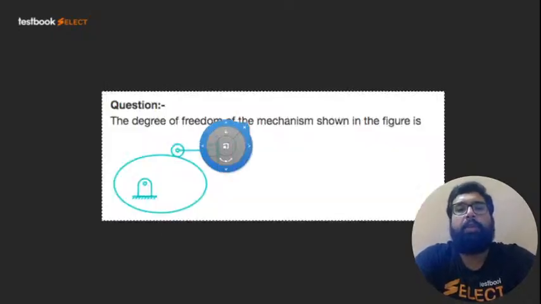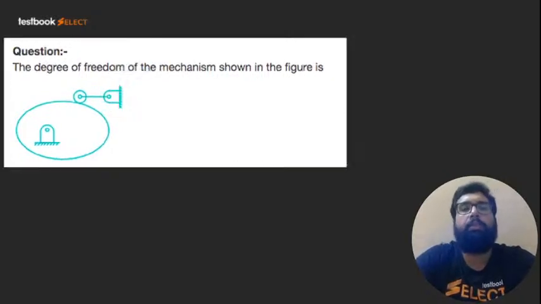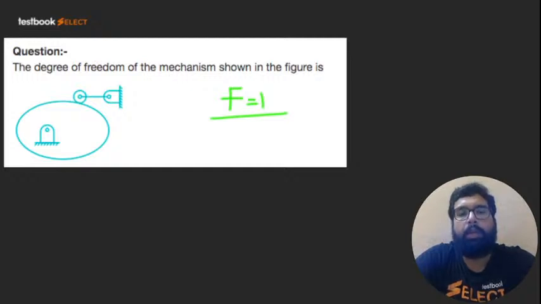Now, if I ask you this question: the degree of freedom of the mechanism shown in the figure. Sir, it is in a way a cam and follower mechanism only. Now, you have seen this, so please try to solve it. As I said, this is a cam and follower mechanism, so the degree of freedom will come out to be 1. But even in the examination, if you are not able to identify whether this is a cam and follower, you can still do it.